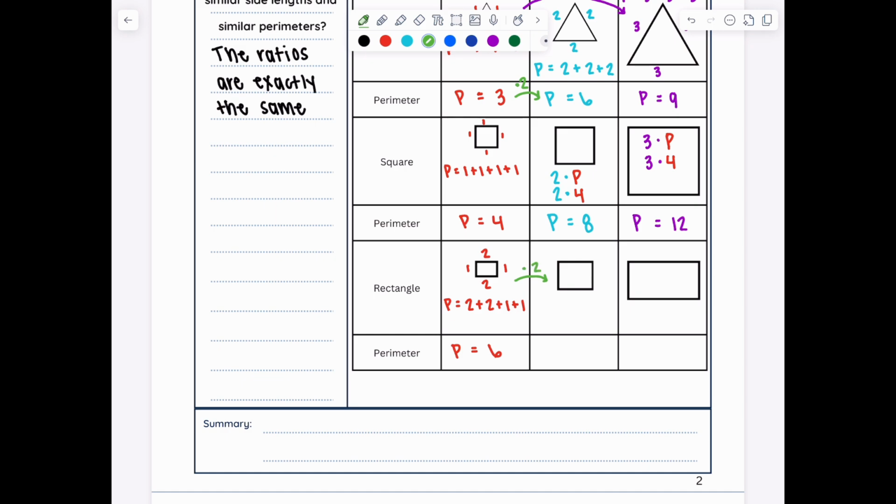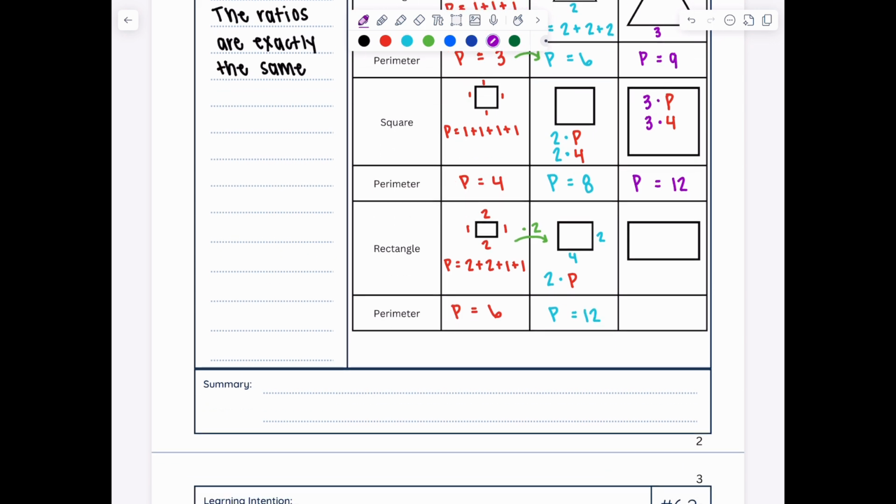Well, now the long sides have a length of 4 and the shorter sides have a length of 2. So the exact same thing that's happening is that I'm going to continue to use this scale factor. If I have doubled the length of the sides, then I have to have doubled the perimeter of the shape because the ratios stay exactly the same. So if the original perimeter is 6 and I need to double that, 6 times 2 is 12, which makes sense.